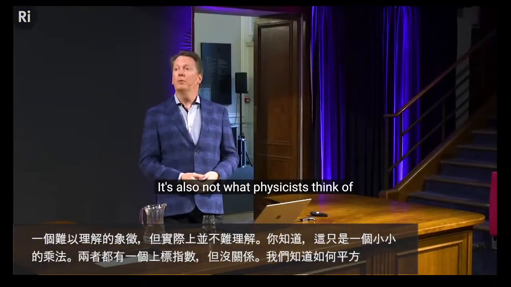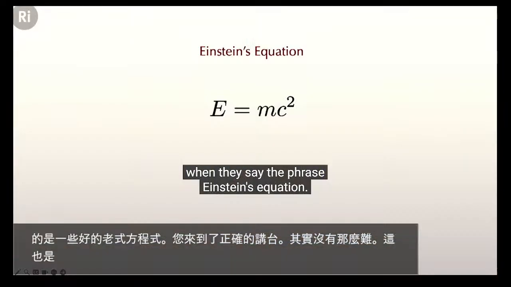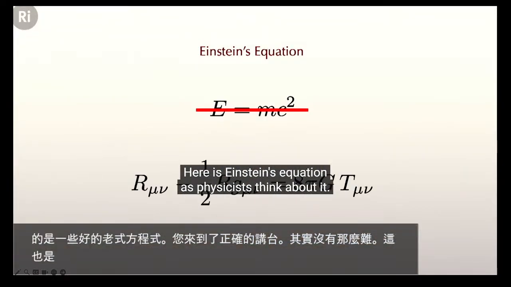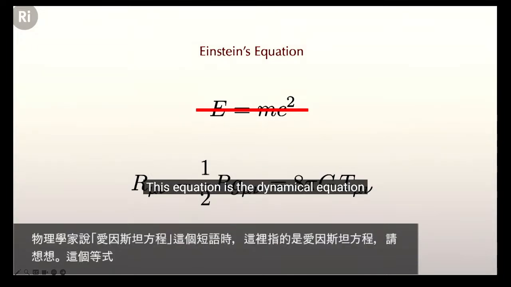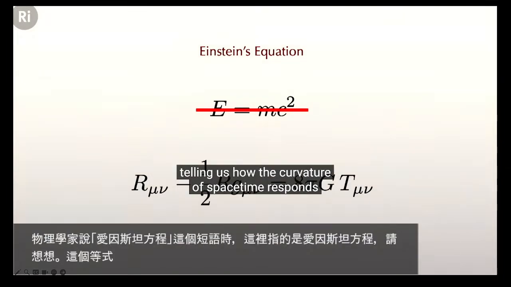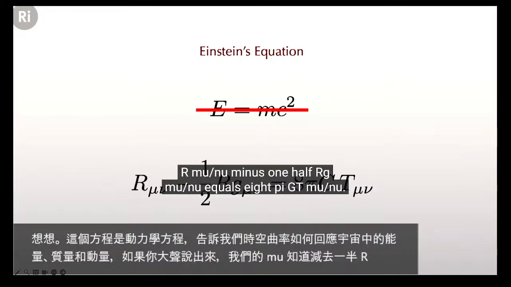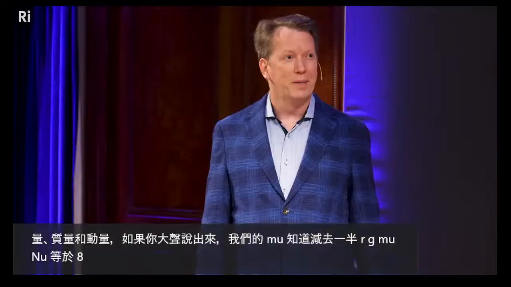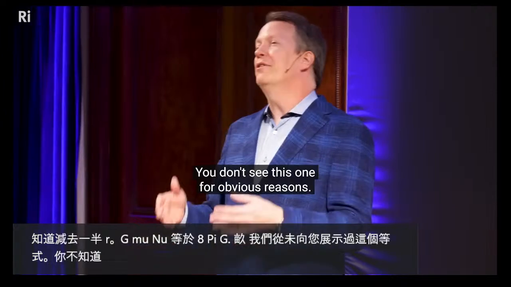It's also not what physicists think of when they say the phrase Einstein's equation. Here is Einstein's equation, as physicists think about it. This equation is the dynamical equation telling us how the curvature of space-time responds to energy and mass and momentum in the universe. If you were to say it out loud: R mu nu minus 1/2 R g mu nu equals 8 pi G T mu nu. We never show you this equation. You don't see this one for obvious reasons.